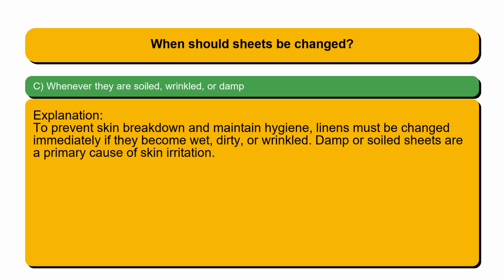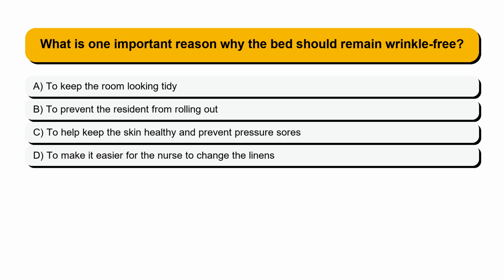To prevent skin breakdown and maintain hygiene, linens must be changed immediately if they become wet, dirty, or wrinkled. Damp or soiled sheets are a primary cause of skin irritation. Question 43. What is one important reason why the bed should remain wrinkle-free?